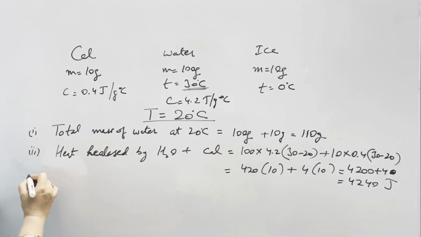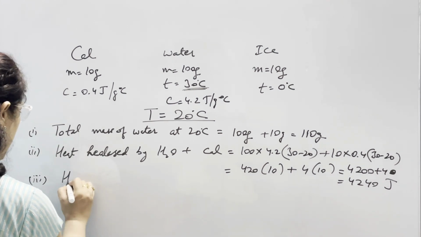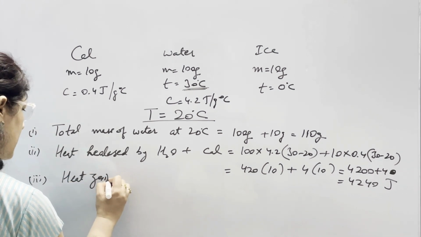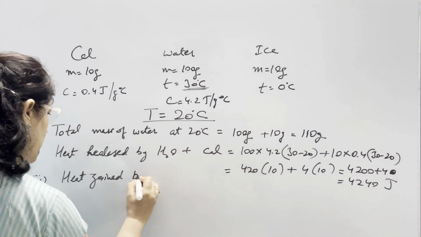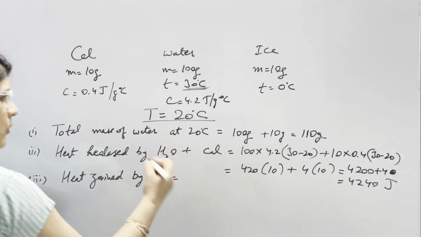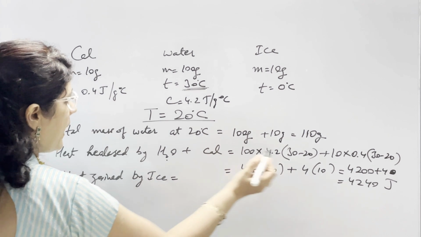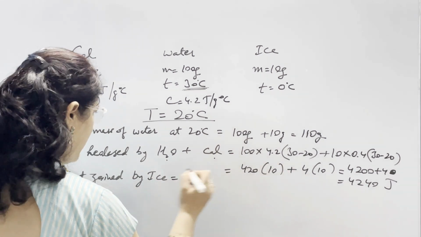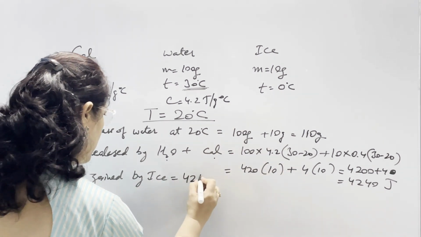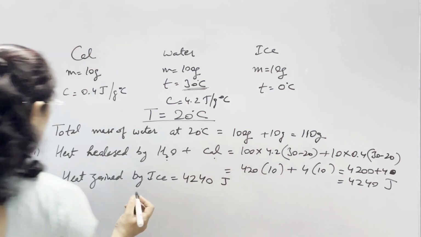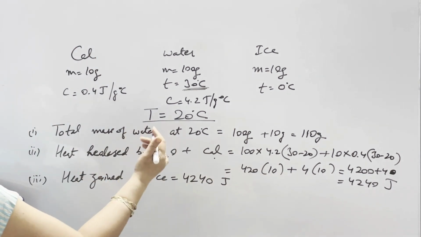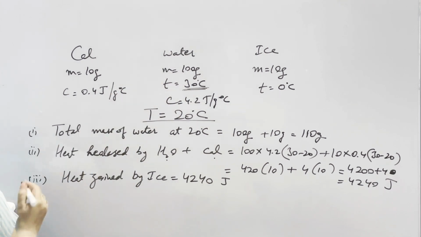In the third part, heat gained by ice. Heat gained by ice means heat released by these two. So heat gained by ice is equal to heat given by water and then calorimeter. We can add them here also. So 4240 joule is the amount of heat gained by ice, which is given by both calorimeter and then water.